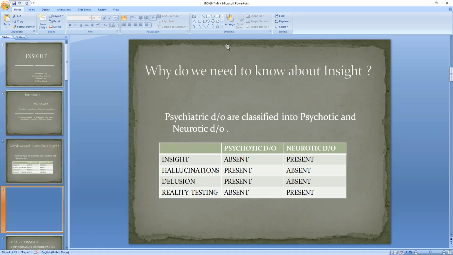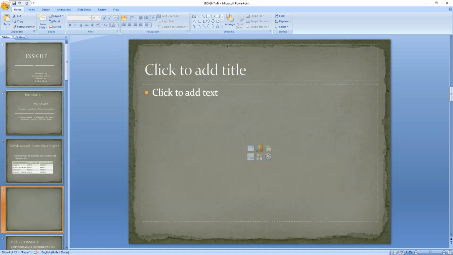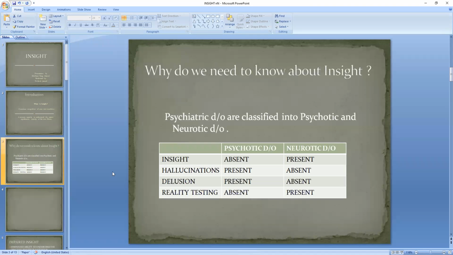Now, why do we need to know about insight? Psychiatric disorders were classified on the basis of psychosis and neurosis. In psychotic disorders, insight was absent, and in neurotic disorders, insight was present. It was also seen that in psychotic disorders, hallucinations and delusions are present, whereas in neurotic disorders, hallucinations and delusions are absent. In psychotic disorders, reality testing is absent, whereas in neurotic disorders, reality testing is present.